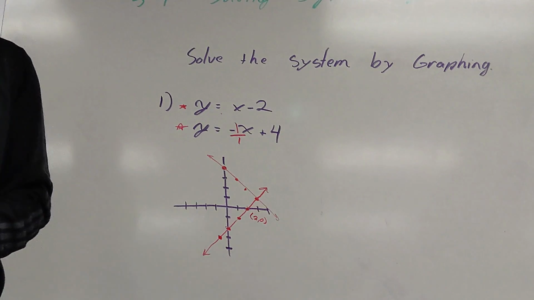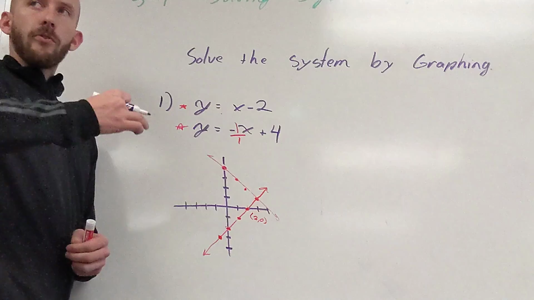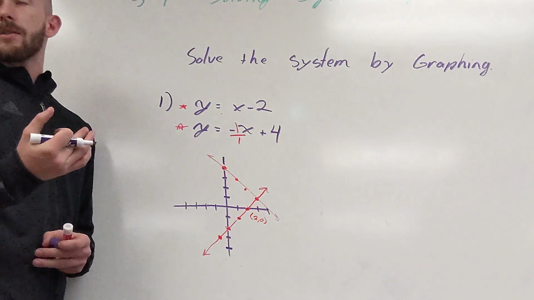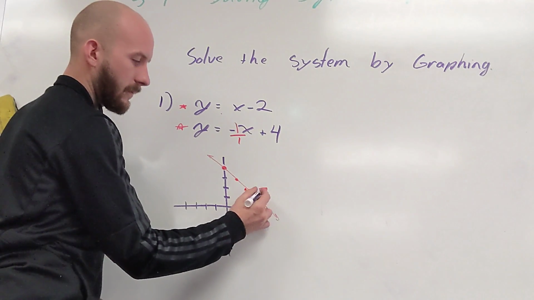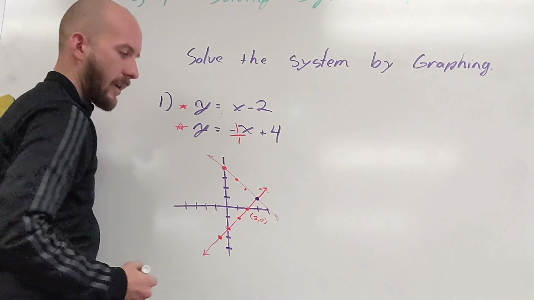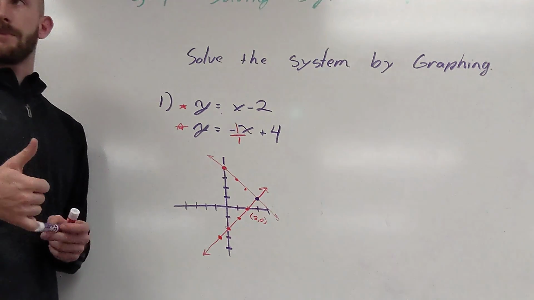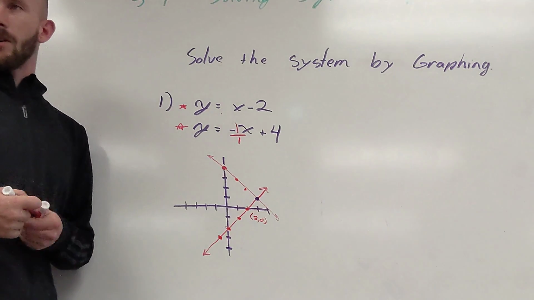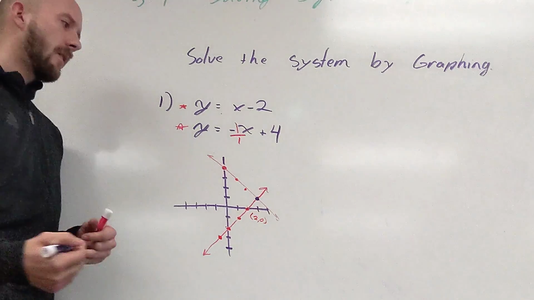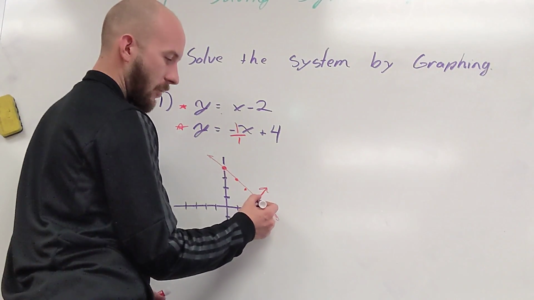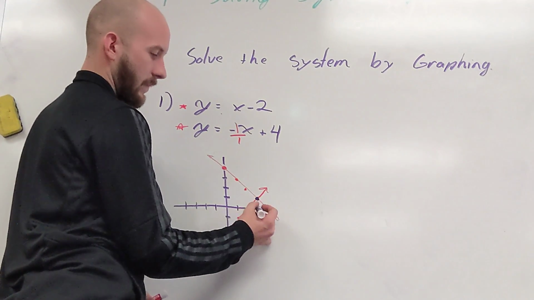Okay. Now, what I would do is I would go through and the point where they cross, I would make really, really dark, because that point is the solution to the system. Okay? So your answer here isn't just the graphs. The graphing is just the tool to get the answer. Your answer is going to be that ordered pair. So what is that ordered pair? 3, 1.